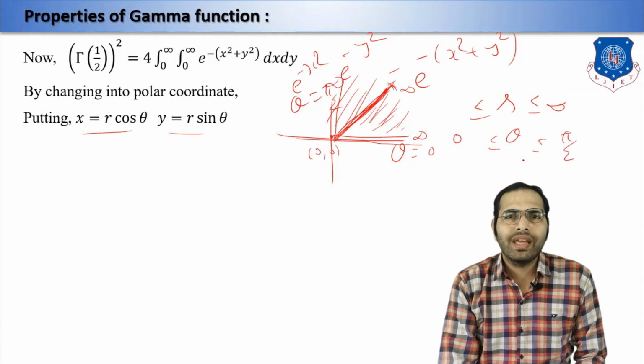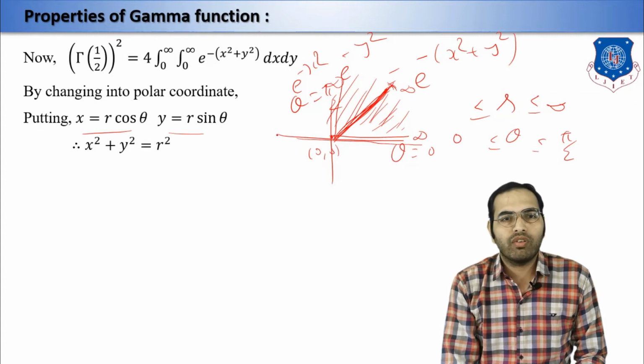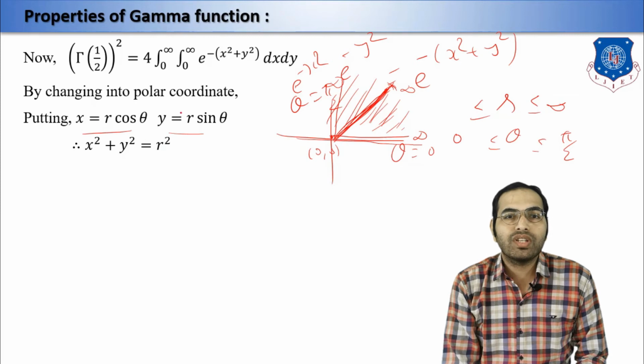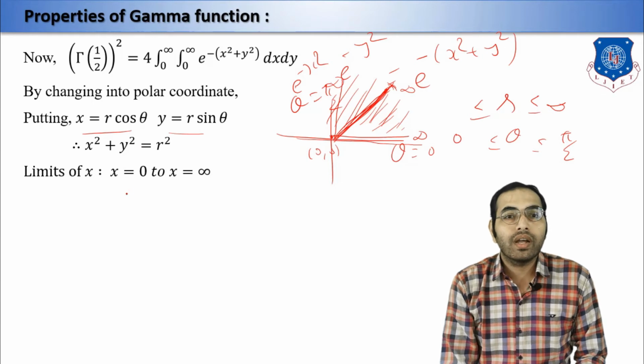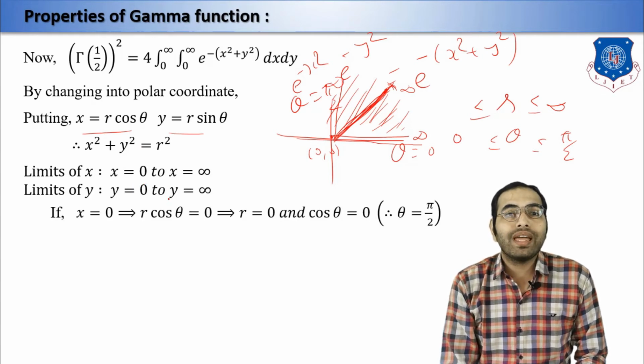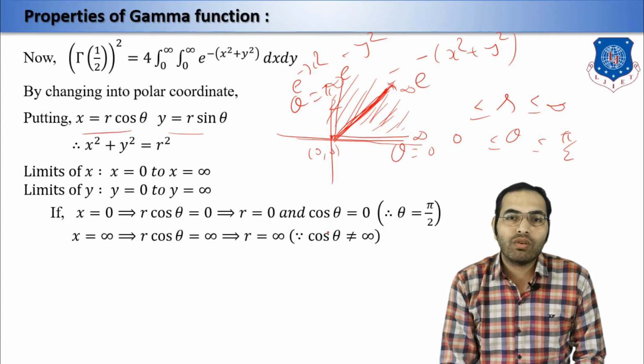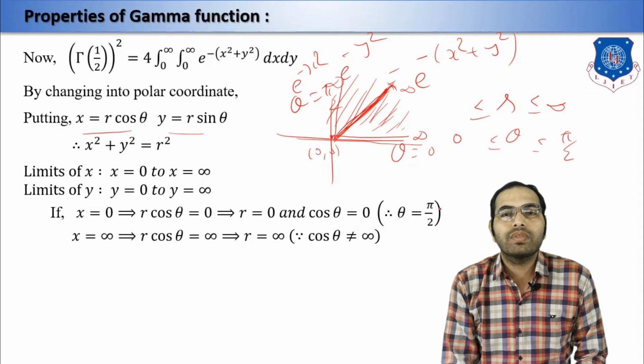Now substituting these limits and simplifying, converting Cartesian to polar form, x square plus y square equals r square, which you already learned in multiple integrals. Substituting x equal to r cos theta and y equal to r sin theta, r square is common, cos square plus sin square is 1. We can also see that when we substitute x equal to 0 in r cos theta, then r cos theta equals 0, so r equals 0 and cos theta equals 0, then theta becomes pi by 2, because theta equals cos inverse 0, which is pi by 2.